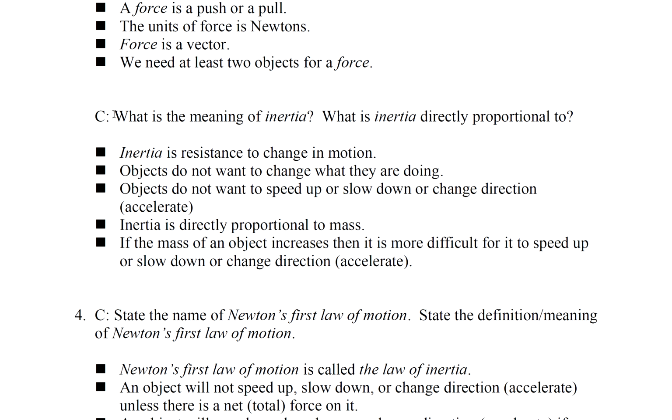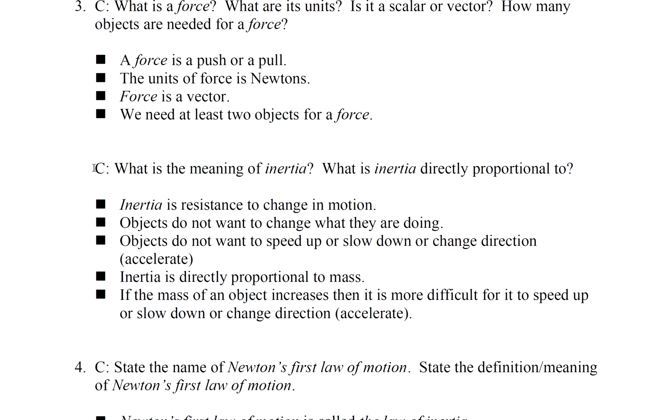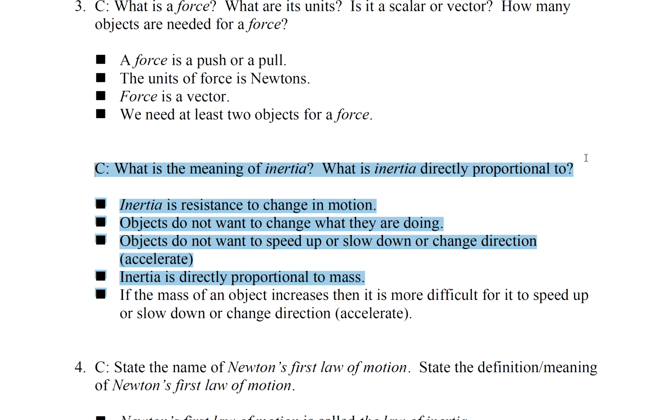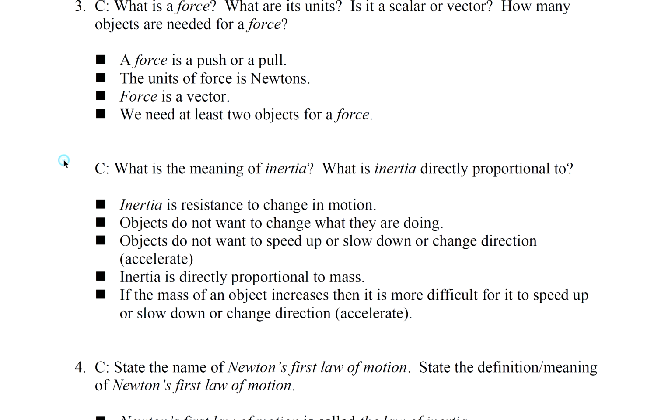This is question 4. What is the meaning of inertia? What is inertia directly proportional to? Inertia is resistance to change in motion. Objects do not want to change what they're doing. Objects do not want to speed up or slow down or change direction, unless there's an external force on it.